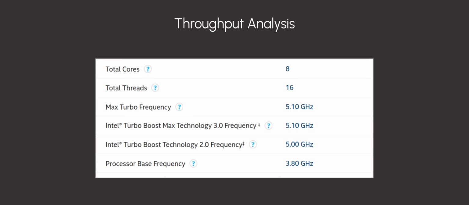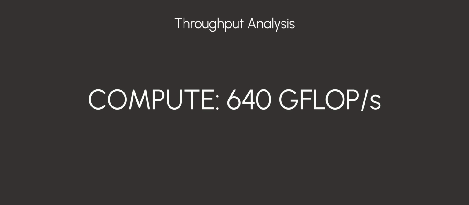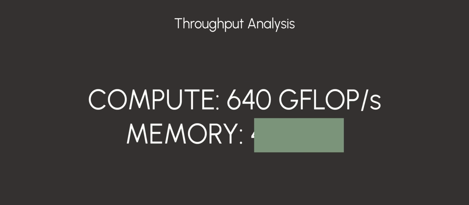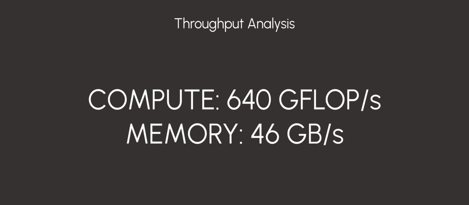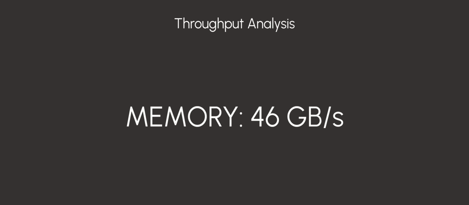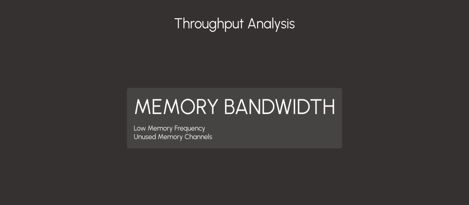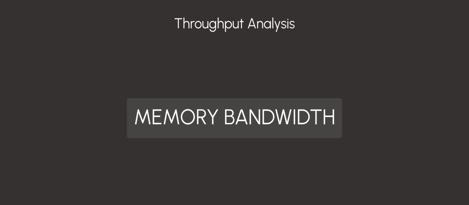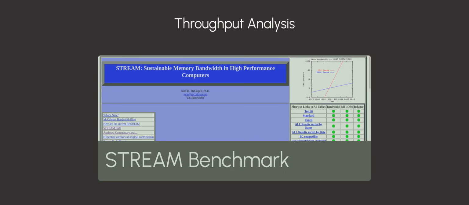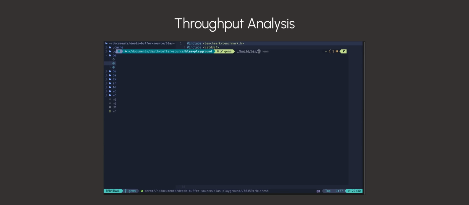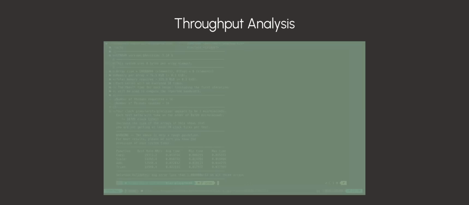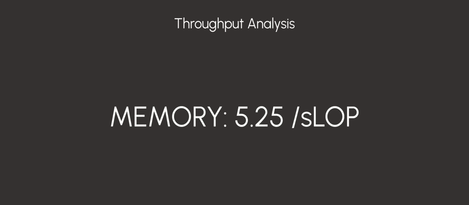According to Intel specifications, my CPU has a maximum compute bandwidth of 600 gigaflops. The memory bandwidth limitation stands at approximately 46 GB per second. However, keep in mind that memory bandwidth isn't solely dictated by your CPU. Peripheral factors including lower memory frequencies and underutilized memory channels can also decrease your practical memory bandwidth. To test the memory bandwidth in the production environment, we turn to the stream benchmark.